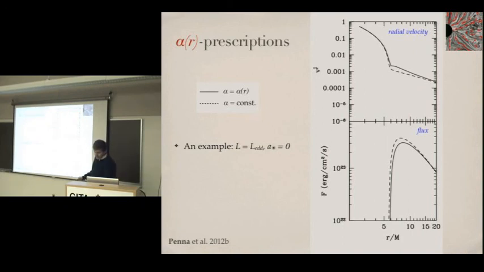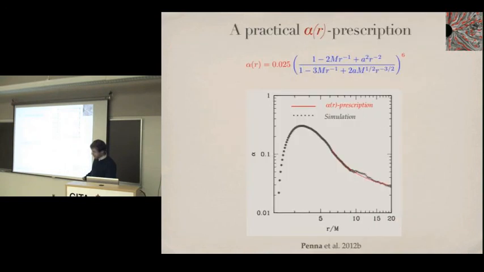And outside the ISCO, that red curve, the alpha of R prescription, simplifies to this nice analytical formula, at least for a thin disk. This thing looks messy, but it's really not. It's actually kind of beautiful. It's just Q of R, the shear rate, for circular geodesics in the Kerr metric.